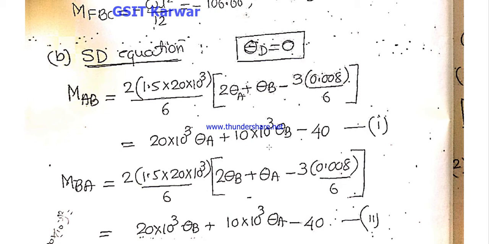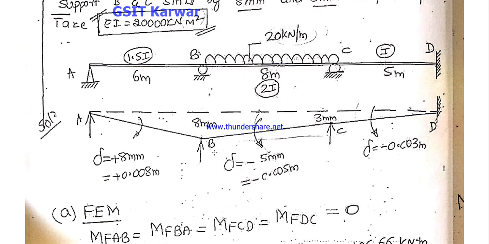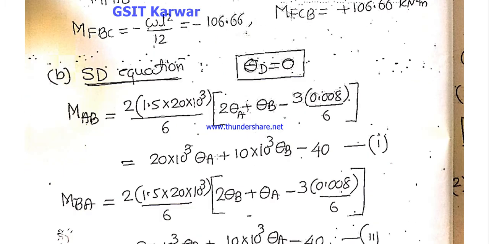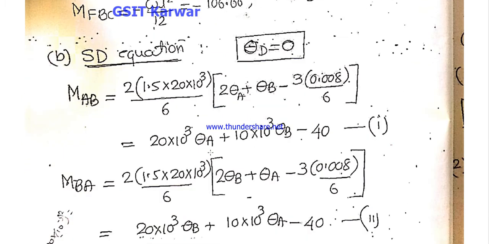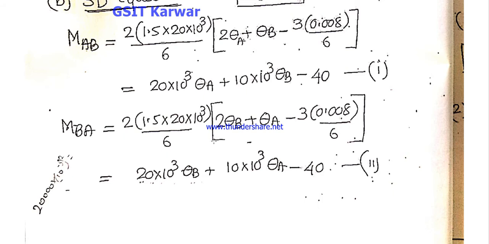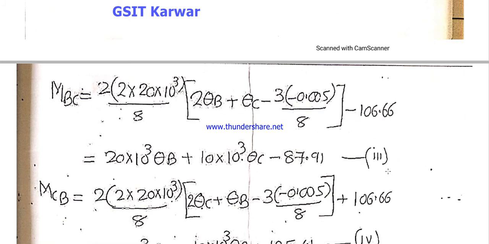Theta B is not equal to 0 because the support conditions are not fixed, so you can keep it as it is. Similarly, calculate the moment BA. How are we going to calculate it? By using the slope deflection equation, you can substitute the data and simplify this equation. You are getting equation number 2. Similarly, calculate the fixed end moment BC. You are getting equation number 3.